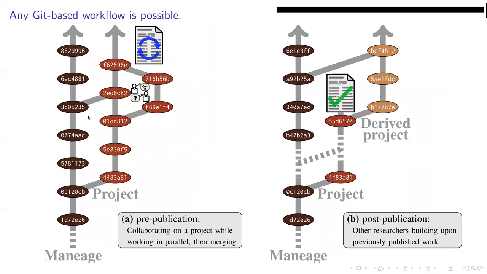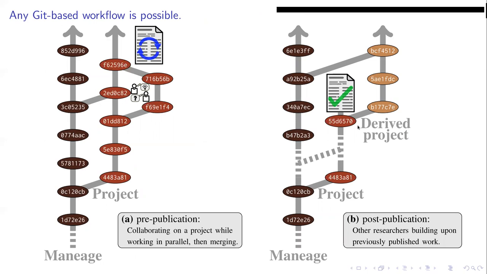And because it's Git, people can use any kind of workflow. For example, this is Maneage again, this is the project. While the paper is still being worked on, you can make a branch, and one of your co-authors can do some things in parallel to you. After 1 month, they come back with a finished plot, and you can easily merge it in. It's just so easy to apply these kinds of workflows.